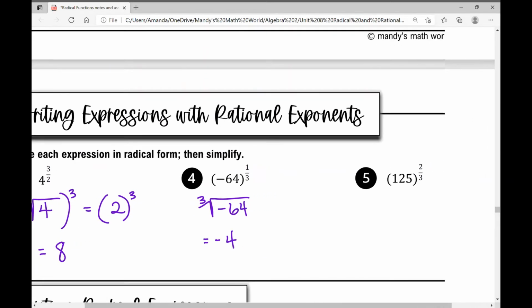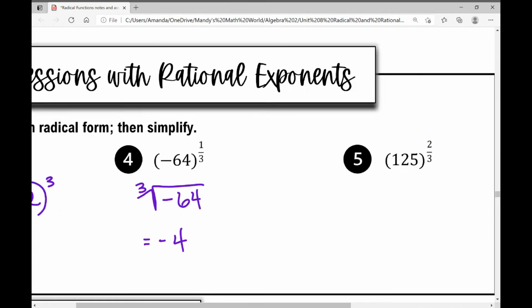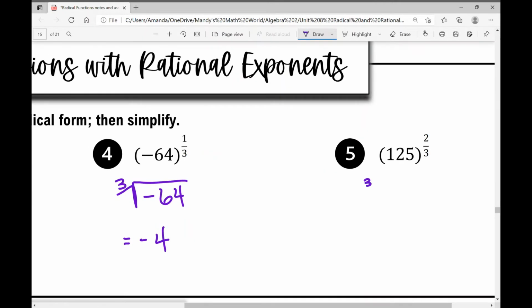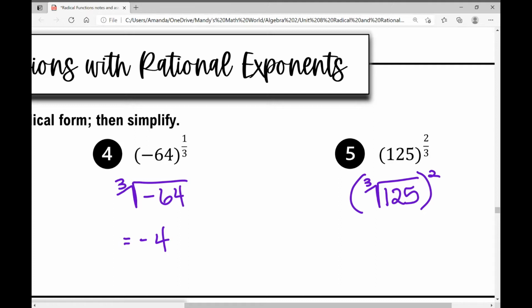So let's look at example number 5. I've got 125 raised to the power of 2 over 3. So I'm looking for the cube root of 125, and I could square 125, but I also know that the cube root of 125 is 5. So what I'm going to do is put that in parentheses and raise that to the power of 2. So the first thing I want to do is find the cube root of 125, which is 5, because 5 times 5 times 5 is 125. So that's 5 squared. And what is 5 squared? It's 25. So let's go on to our next section.